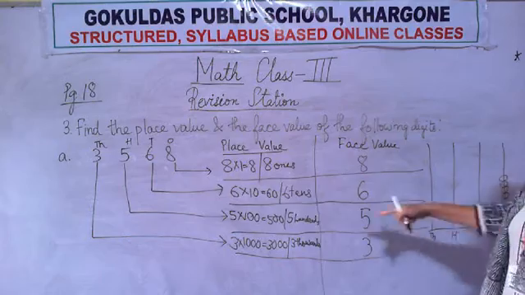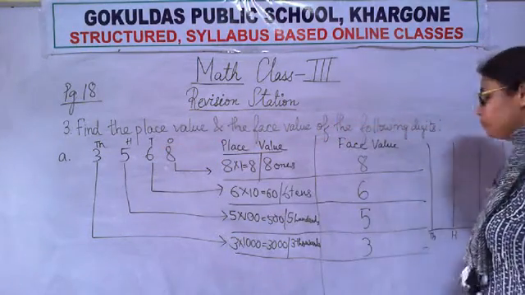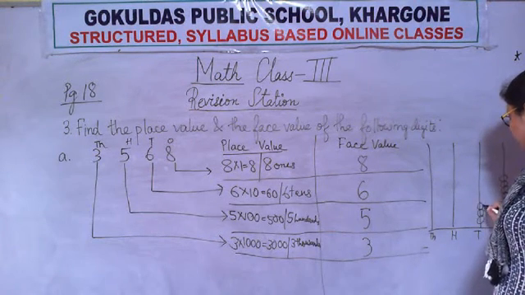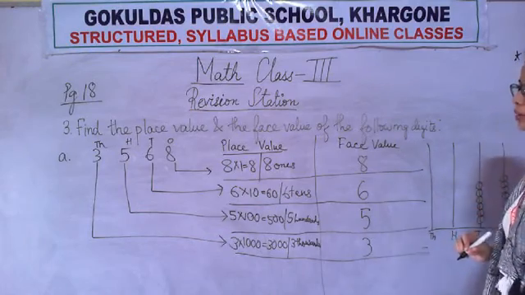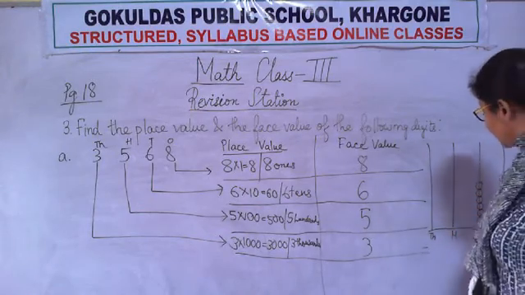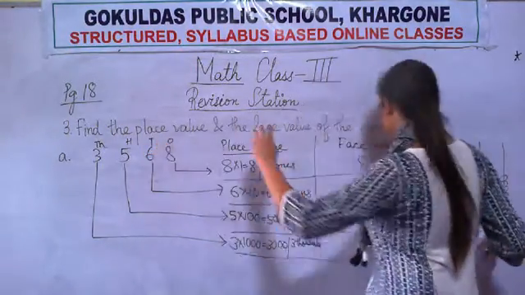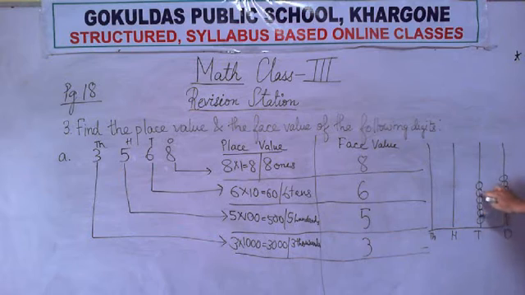Now, what is the number in the tens place? Yes, you are right, it is 6. So how many beads will I draw over here? 6 beads. 1, 2, 3, 4, 5, 6. Have I drawn the right beads or not? How will you check? You will check the number in the tens place. What is the number in the tens place? 6. So how many beads will I draw here? 6 beads. 1, 2, 3, 4, 5, 6.